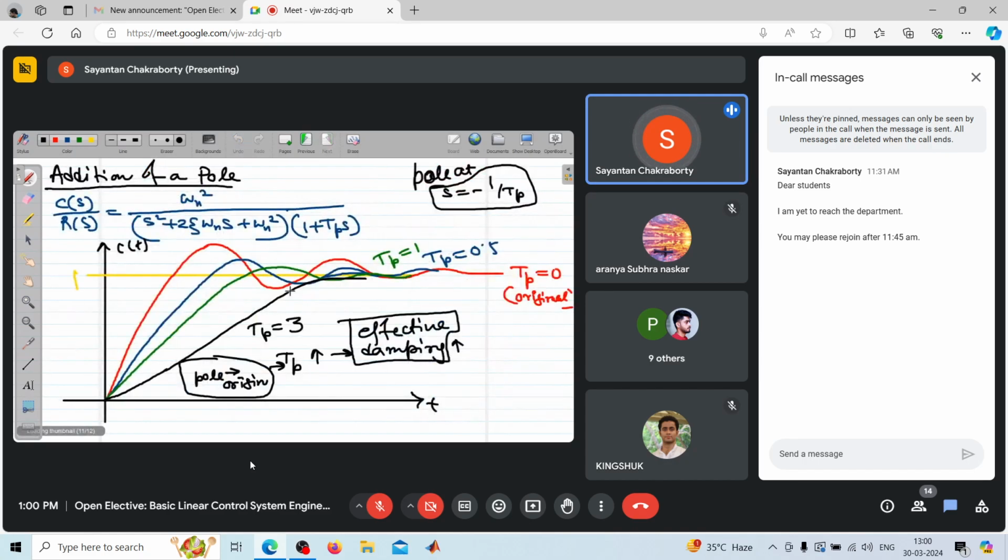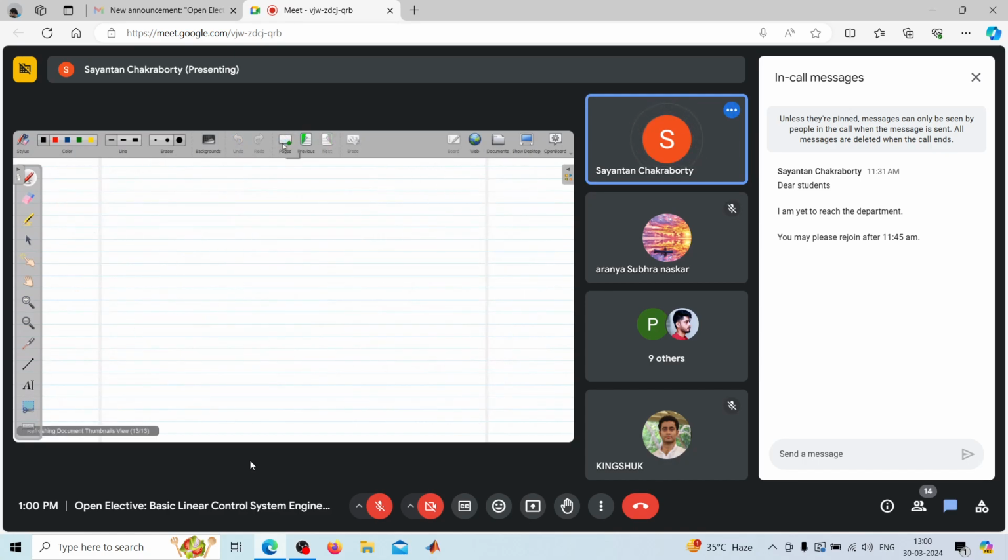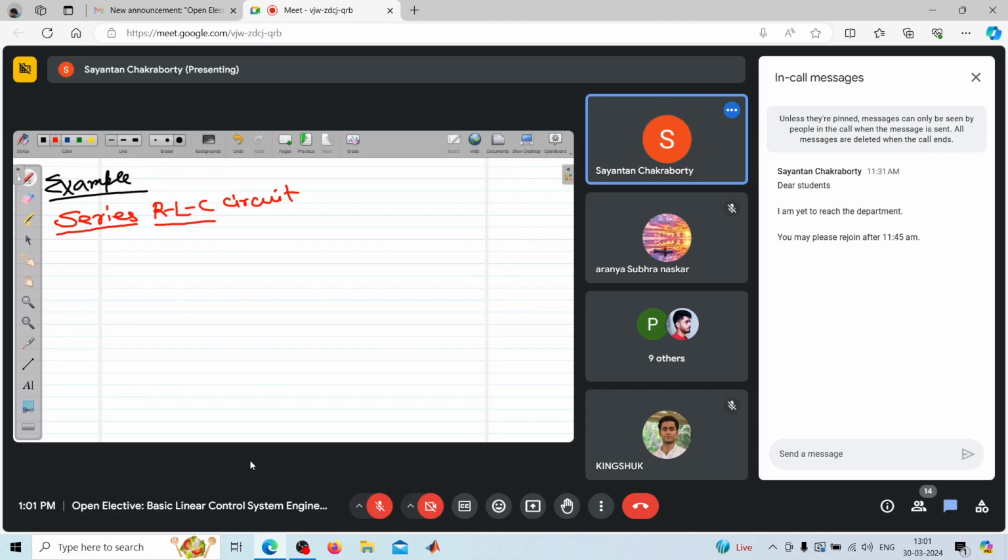Now, I'll conclude today's lecture by just giving an example. I'll take just 5 minutes more. And going with the same notion that you have been following, our example will be first an RLC series circuit, and that is not confined to an RLC series circuit. It may be even a mass spring damper or any analogous second order system.